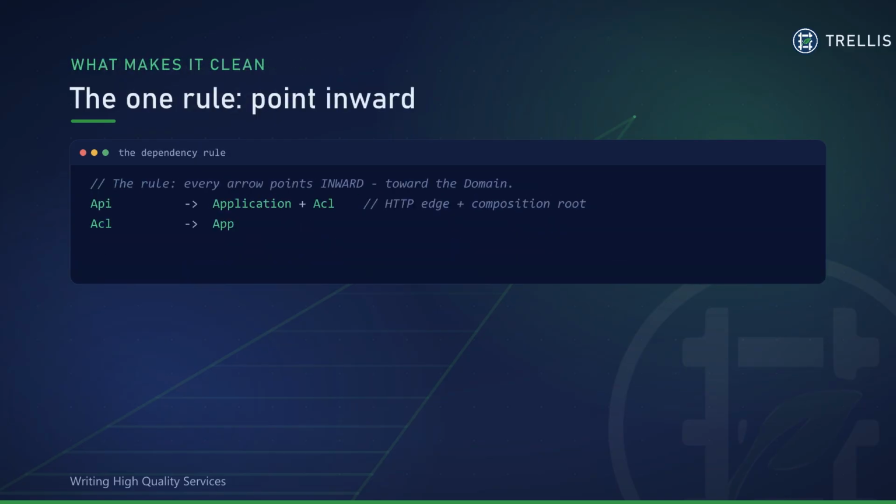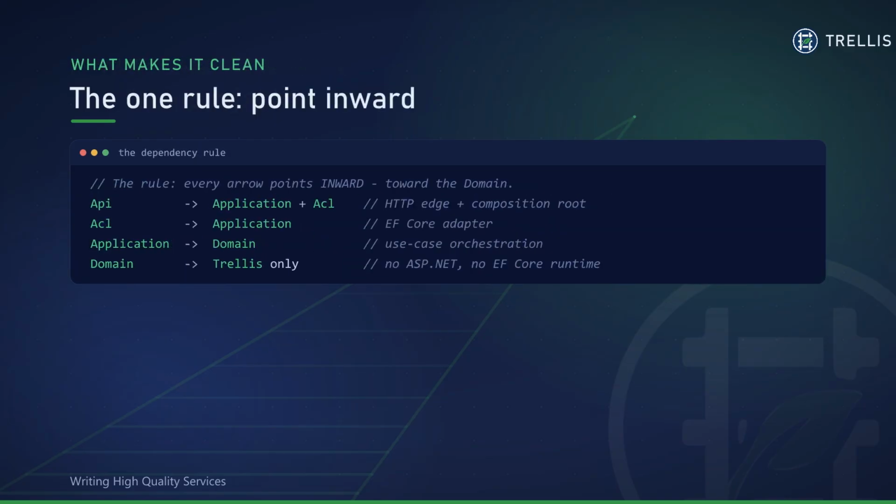Here's the rule that makes this clean architecture and not just four folders. Every dependency points inward toward the domain. At the top, the API project depends on the two layers below it. The ACL, the persistence adapter, depends on application. Application depends on the domain to run its use cases. And the domain depends on nothing but Trellis itself. No ASP.NET, no Entity Framework. The model at the center can't call the database, because the database isn't on its reference list.